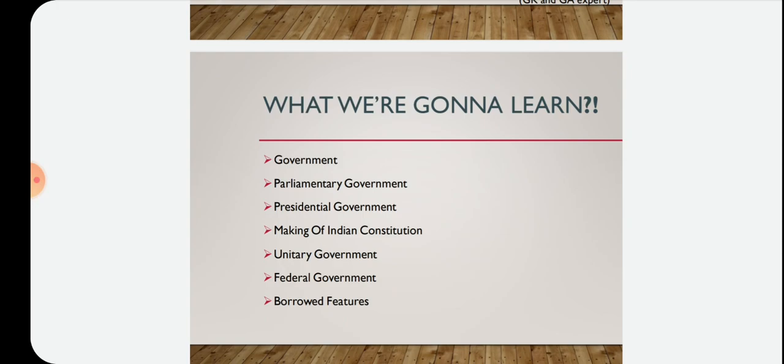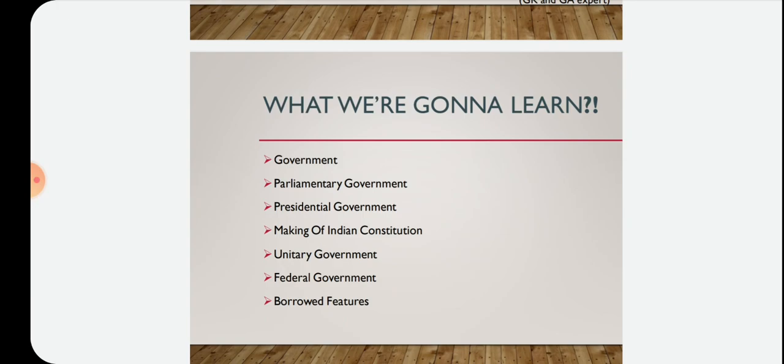What are the borrowed features? From where did India adopt certain features of the Indian constitution, like democracy or the supreme commander of armed forces or the legislative powers. Okay, we'll discuss all of this, right? So before going into the subject, let's clear our basics of Indian polity.